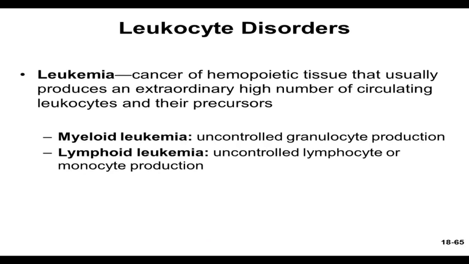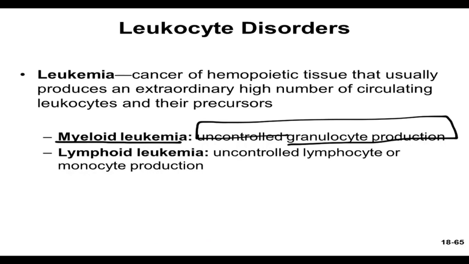Now, two different types of leukemia, very generally, there's lots of types, but there can be a myeloid leukemia. That is an uncontrolled production of some of the granulocytes. Or there could be a lymphoid leukemia, which would be an uncontrolled lymphocyte or monocyte production.